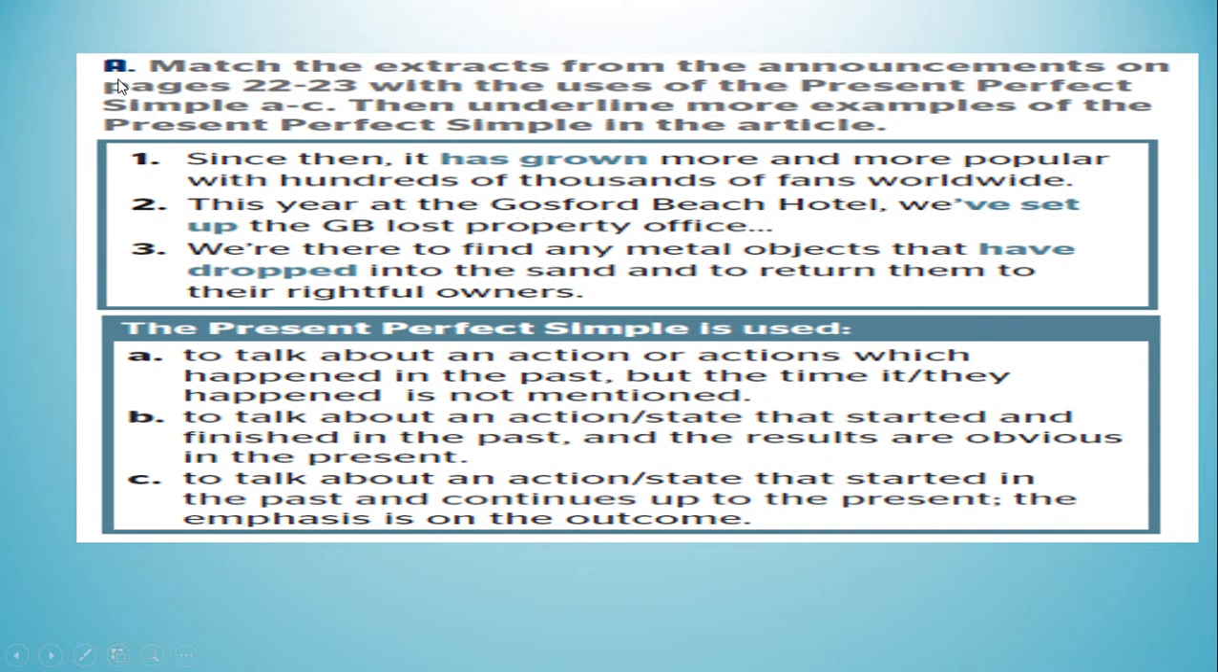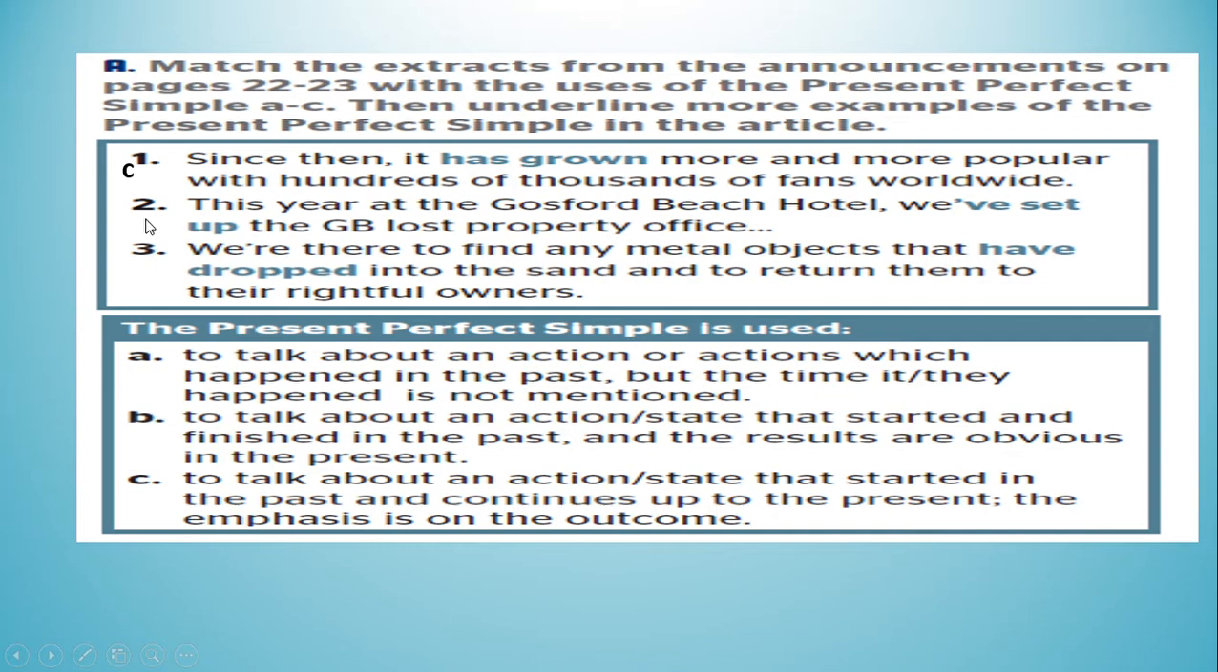Let's start with exercise A: match the extract from the announcement on pages 22-23 with the uses of the present perfect simple from A to C. Number 1. Since then it has grown more and more popular with hundreds of thousands of fans worldwide. Which use is this? Excellent. It's C. Here, to talk about an action or state that started in the past and continues up to the present.